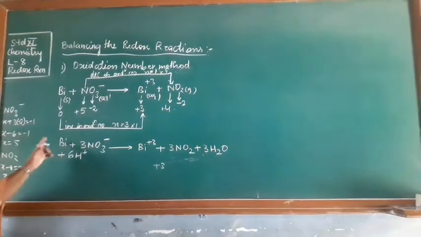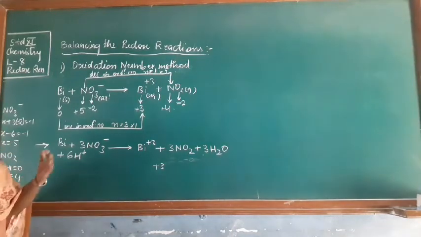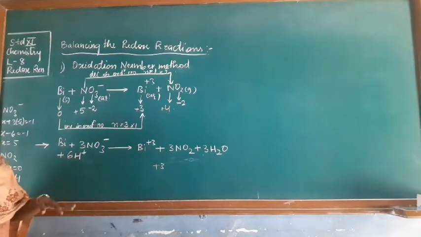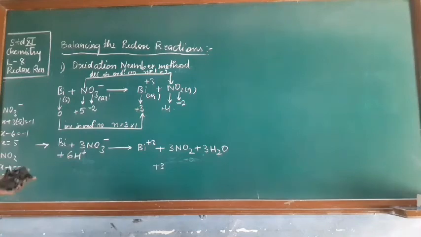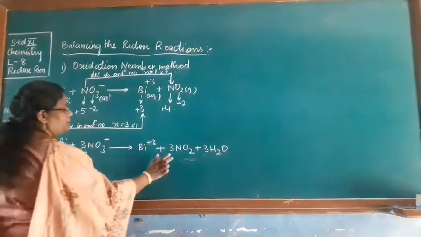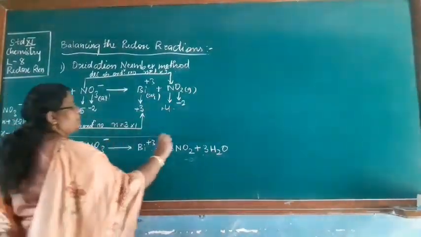Here I have done all the steps in one go, but you should go according to the textbook. Read the steps: step 1, step 2, step 3, step 4. All the steps should be mentioned because this comes as a 3-mark question. So you should write it stepwise. So this is a balanced equation.